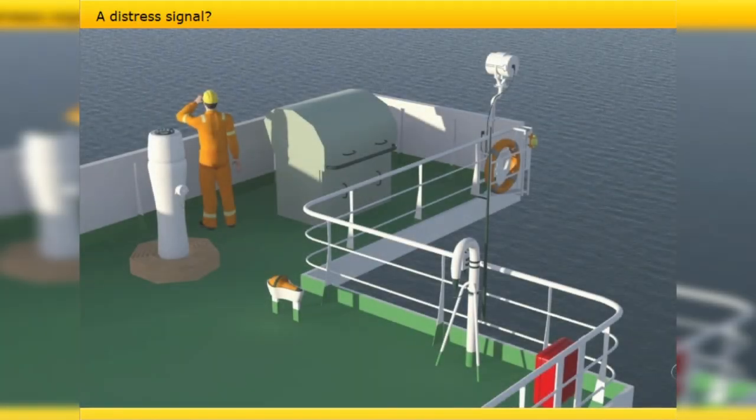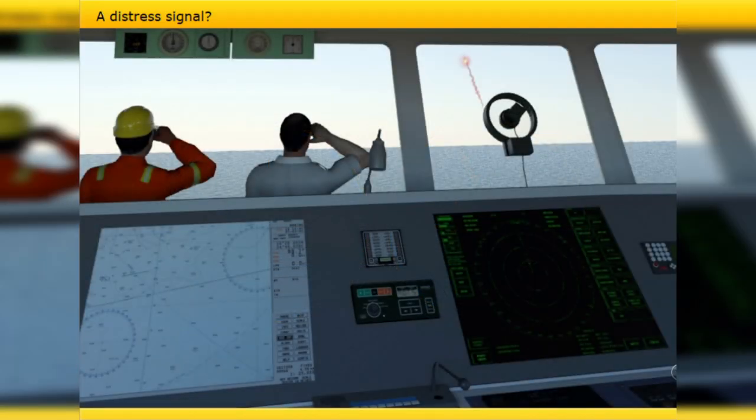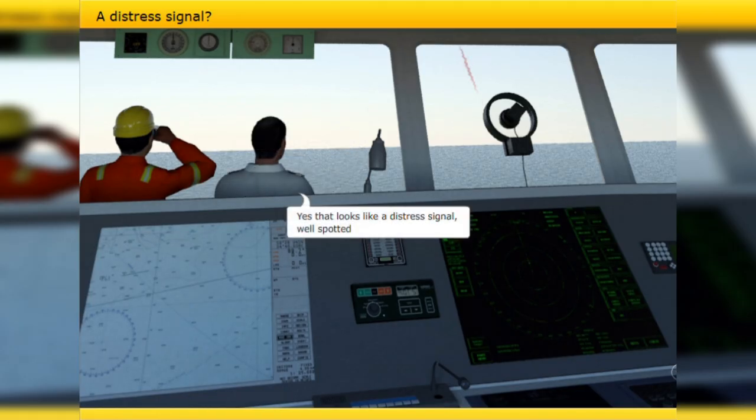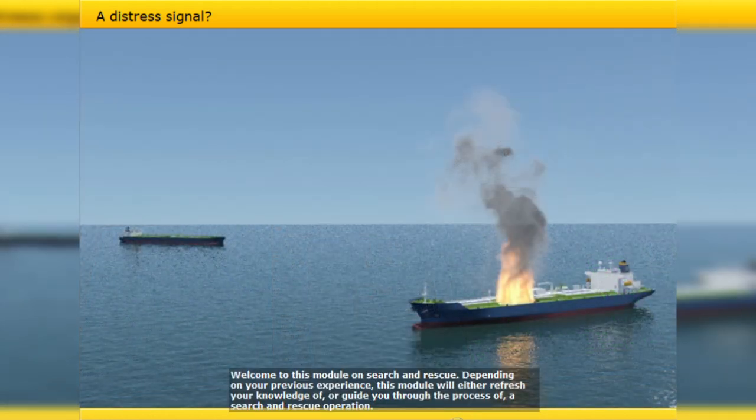The duty officer and lookout are on the bridge. The lookout sees a red flare and reports it to the duty officer. The duty officer and the lookout watch the red flare, and the duty officer asks the lookout what he thinks would happen next. Welcome to this module on search and rescue.